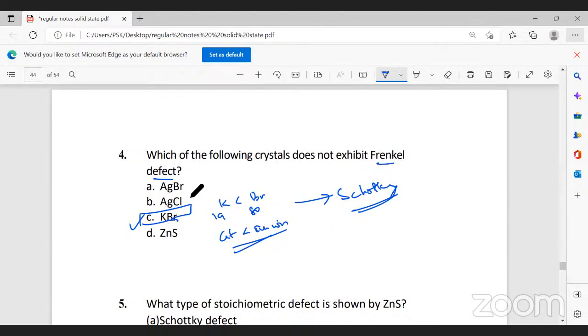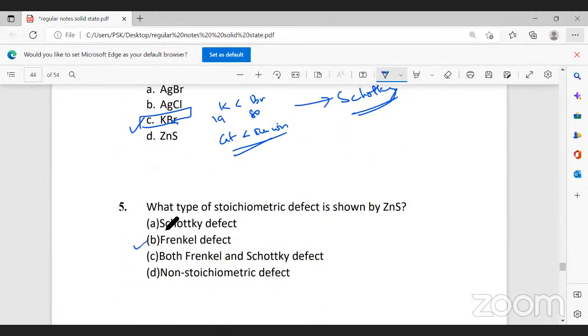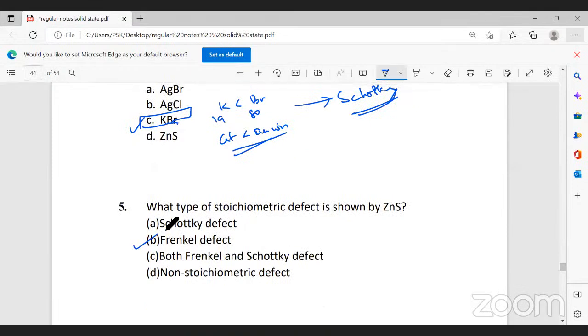What defect? Zinc sulfide shows what defect here? KBr shows Schottky. All the other molecules show Frenkel defect. So the size difference is comparable. Therefore, this will show Frenkel defect. It's a direct question.